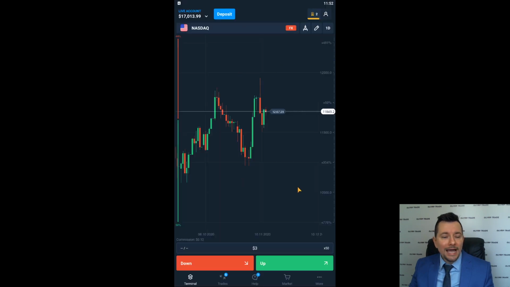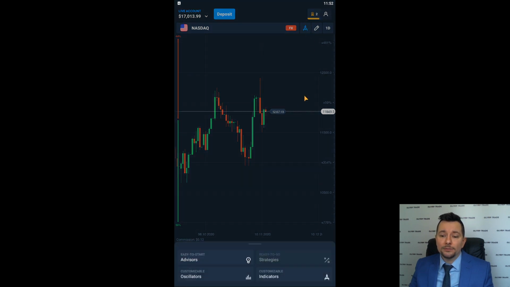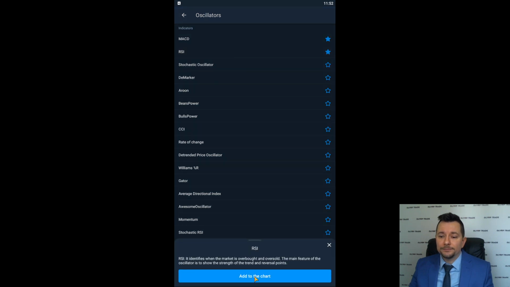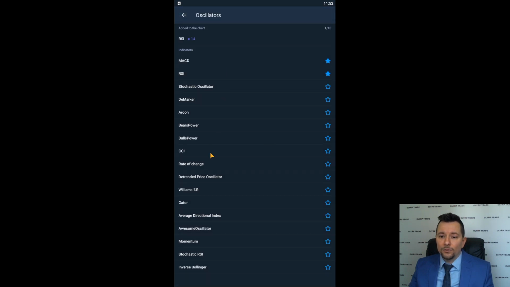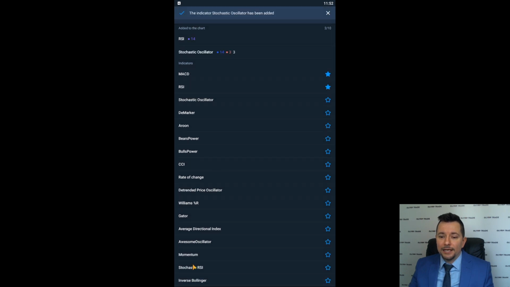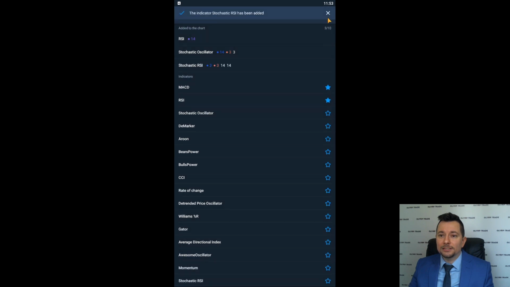So let's have a look at what the indicator looks like on our cell phone app. This is the Android version of the Olymp Trade platform, and in order to put on the stochastic RSI indicator, we click up here in the indicators option. This is an oscillator, not an indicator. Well, it is an indicator, but it's an oscillator. And I also want to show you guys what the RSI looks like. Let's add that to the chart, what the stochastic oscillator looks like, and then what the stochastic RSI looks like. So we're going to have a lot of indicators on our graph.